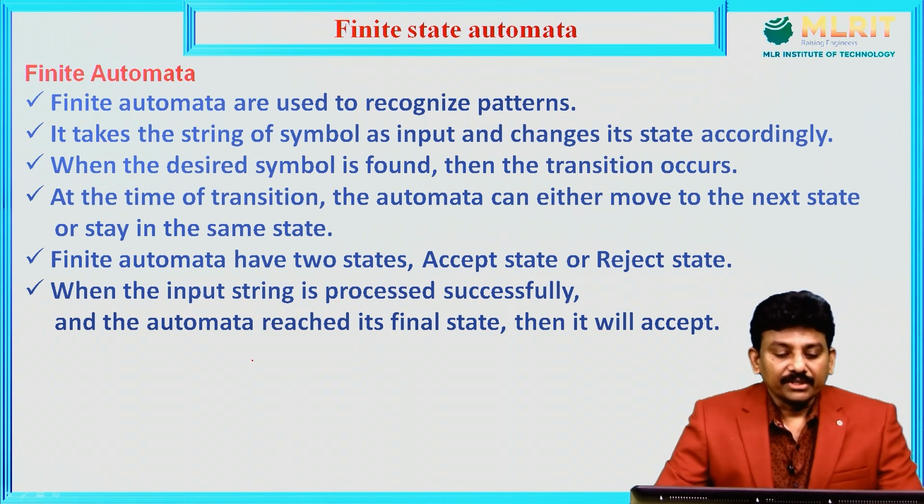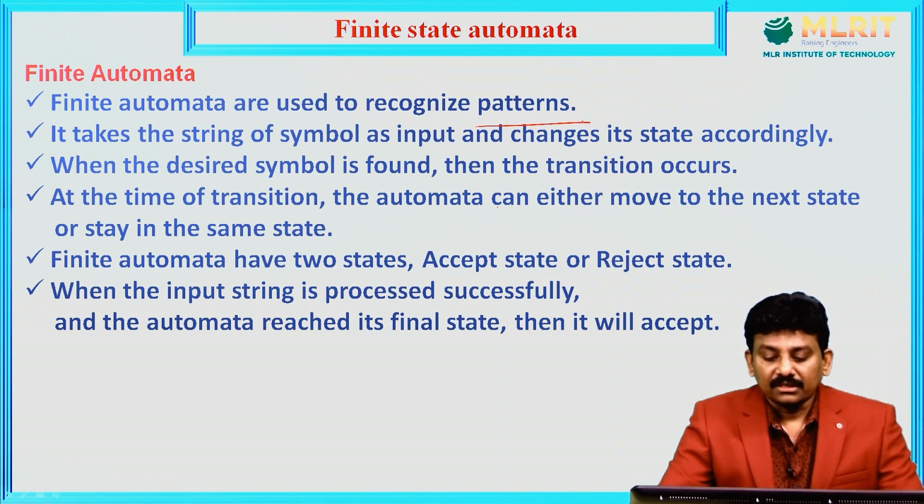Next, finite automata are used to recognize patterns. It takes a string of symbols as input and changes its state accordingly. When the desired symbol is found, the transition occurs. At the time of transition, the automaton can either move to the next state or stay in the same state. Finite automata have two outcomes, accept or reject. When the input string is processed successfully and the automaton reaches its final state, then it will accept. So, after the input is processed, if the automaton reaches its final state, then we can say that the string is accepted. The automata have an initial state as well as a final state.